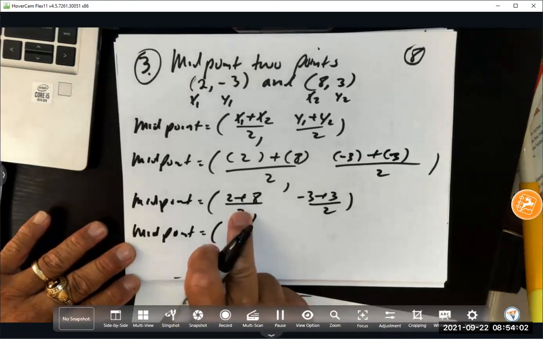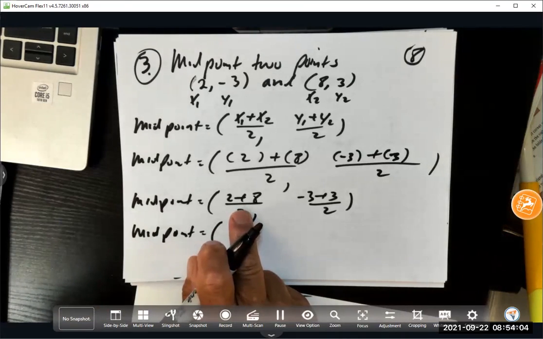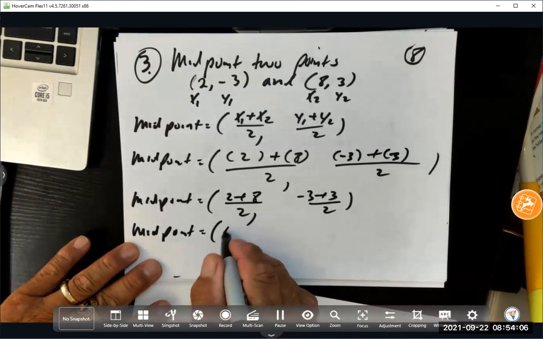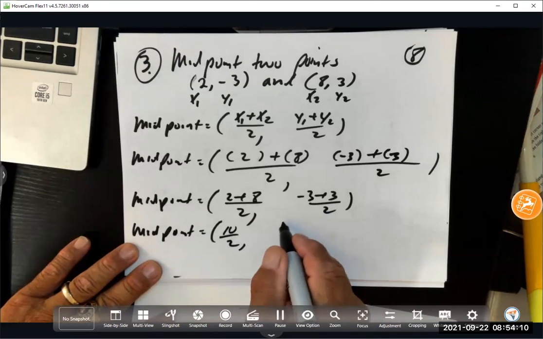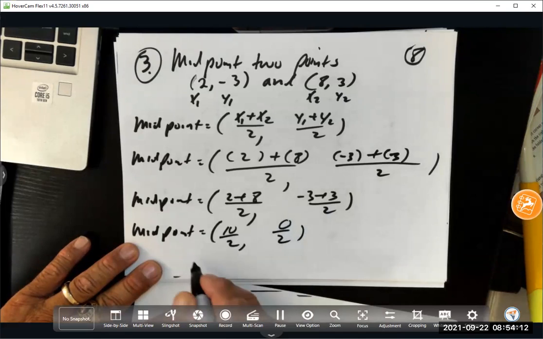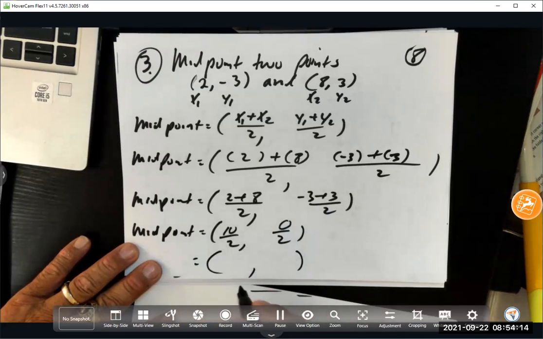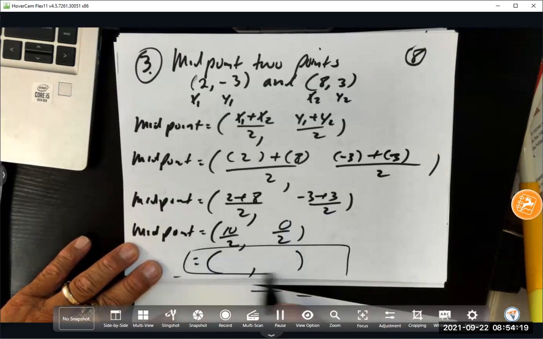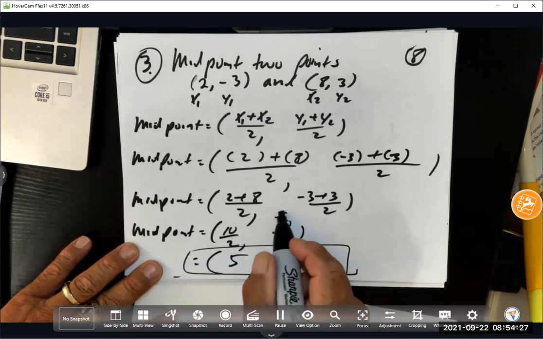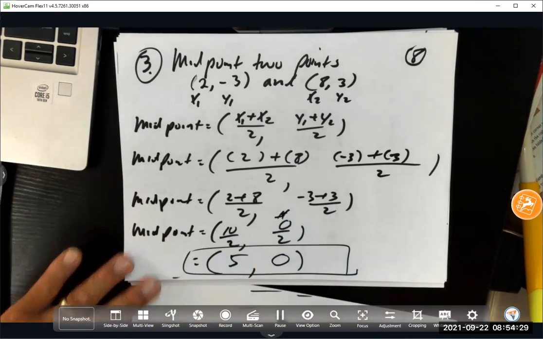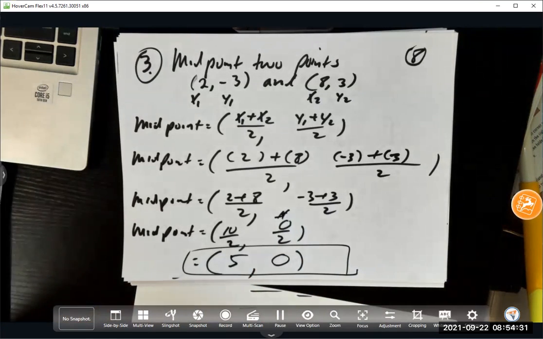So what's on top? What's 2 plus 8? 10. What's -3 plus 3? 0. So now, can I reduce that? Yes. Give me the numbers. What goes in this box? 5. What about the other one? 0 divided by 2? 0. Yeah, that's it right there. (5, 0) is the answer.